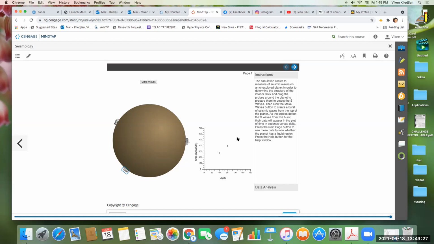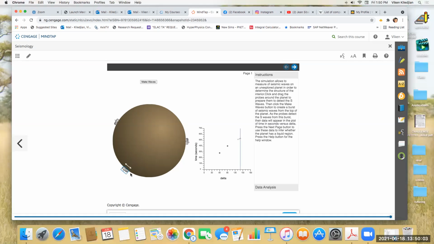I like the fact that it's keeping the earlier ones. Okay, so now it's not getting it. So right around there. I like this one. This is how we find out the size of the liquid core. Oh, I got it. So let's zoom in on that.